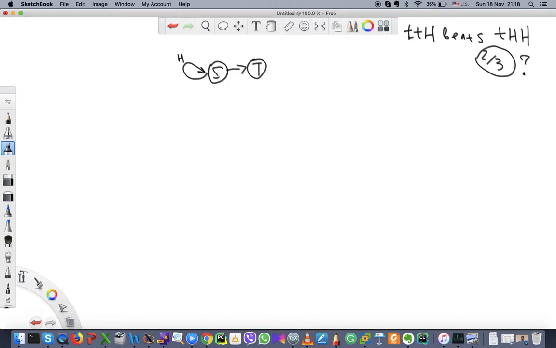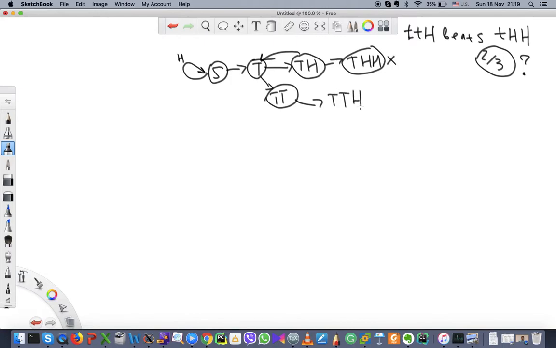Okay, so we are either back to state S if we get head, or we continue forward to state T if we get a tail. Now from this we go either to TH if we get a head, or we go to TT. Now TH, what if we get a head? Well, if we get a head, it's over, we are done. If we get a tail, we are back here because there is no other HT combination of interest. Now TT is more interesting. If we get here a head, then we are done.